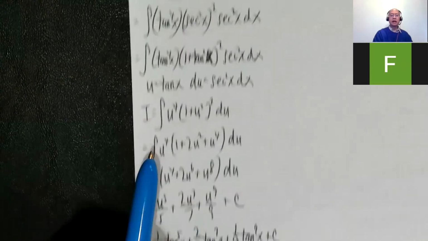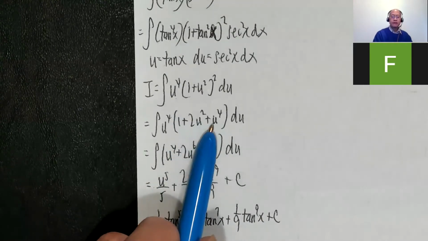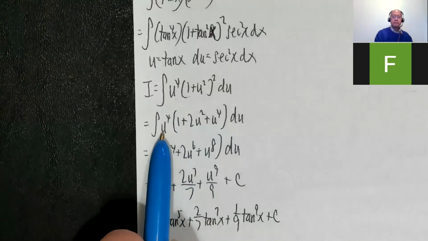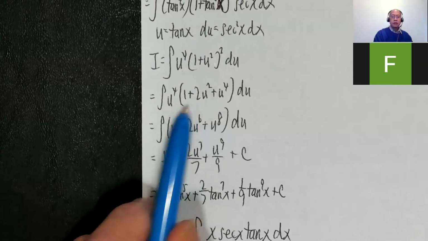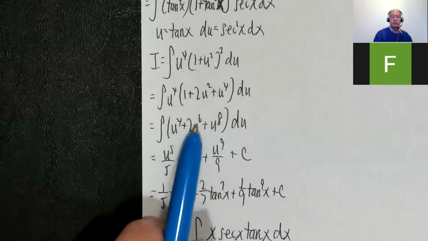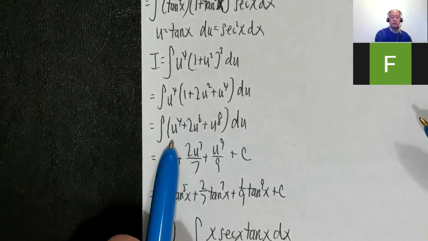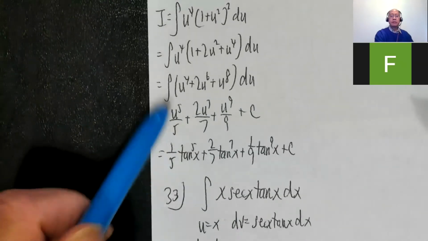Okay, so multiply this all out. 1 plus 2u squared plus u to the fourth. Right, that's a plus b squared: a squared plus 2ab plus b squared. And distribute u to the fourth plus 2u to the sixth plus u to the eighth. And now we're finally ready to integrate. So the integral should be pretty easy.